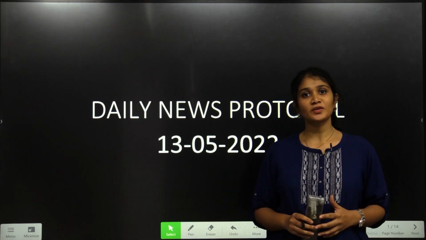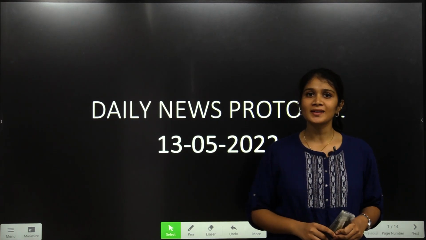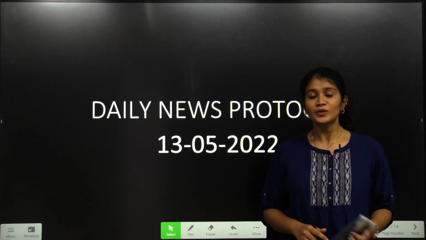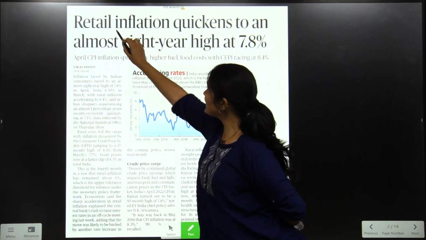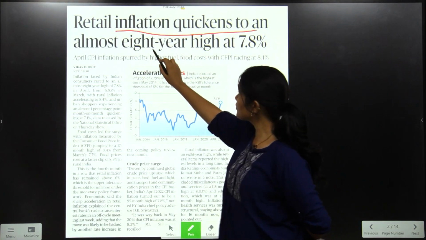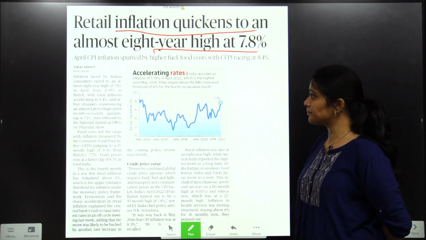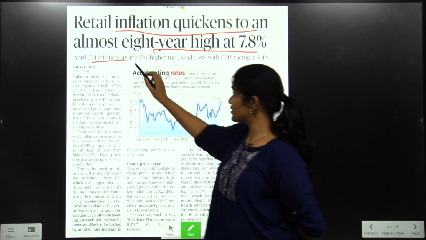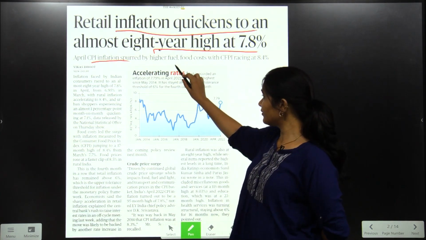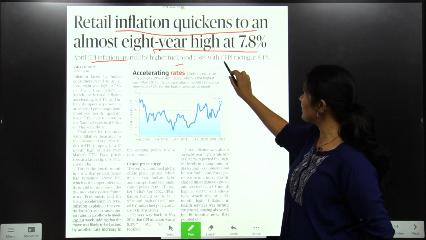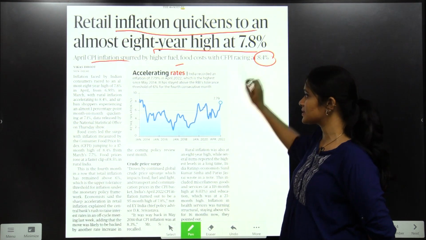In this Daily News Protocol, we have been analyzing the important articles of The Hindu. Let us look at today's important articles. Retail inflation quickens to an almost 8-year high at 7.8%. April CPI inflation spurred by higher food costs, with CPI racing at 8.4%.